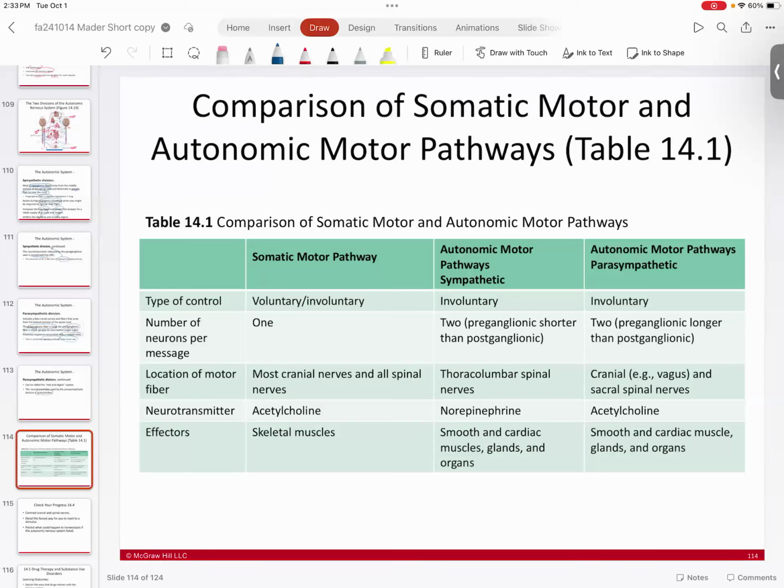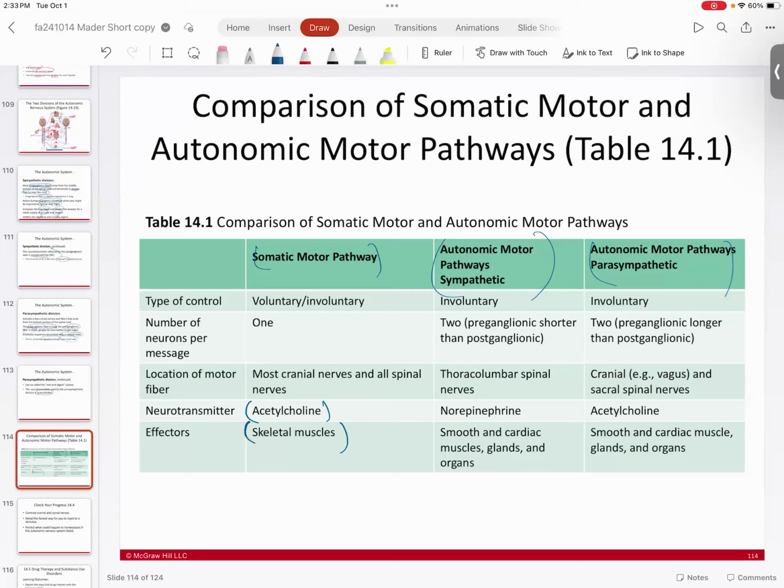So here's a look at it in terms of your somatic motor pathway, your sympathetic, and your parasympathetic. So somatic is voluntary. Typically, there's one neuron involved. Cranial nerves, oftentimes, and the spinal nerves are involved in this one. Typically, they'll use acetylcholine as their neurotransmitter, and you are essentially targeting skeletal muscles.